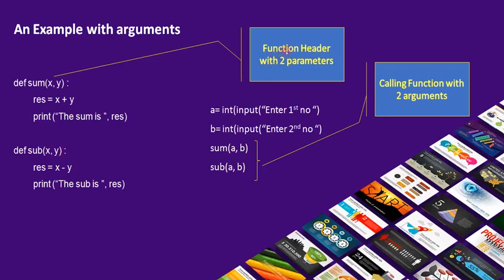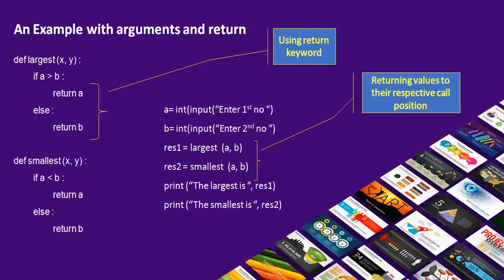So in this case also you can see the function header with two parameters. So this is the header line of the function as we learned before with two parameters, and this is the call of the function, where two arguments are given. So here we can say the values or the variables are arguments, and in this case we can say they are parameters. Let's go to the next example.